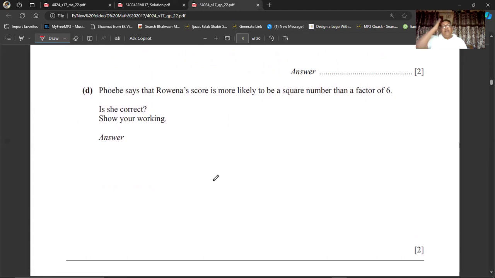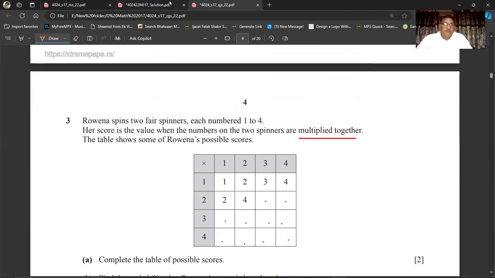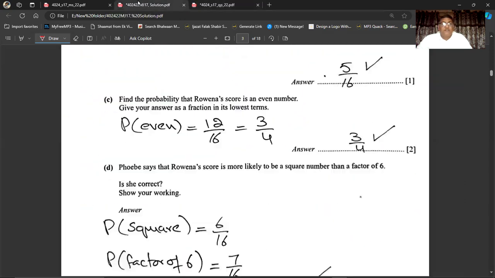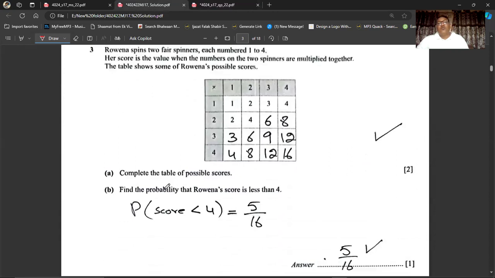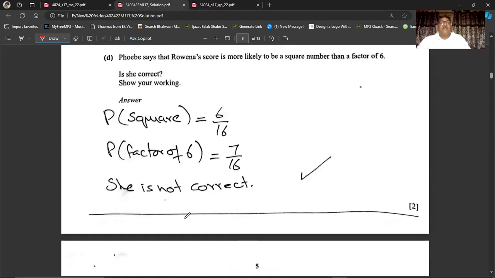He says, Phoebe says that Ravena's score is more likely to be a square number than a factor of 6. Is she correct? Show your working. So we will find the probability of getting a square number, then we'll find the probability of getting a factor of 6. So then we will decide. Okay, so the D part. So getting a square number, this is 1, 2, 3, 4, 5, 6. So getting a square number, its probability is 6 by 16.